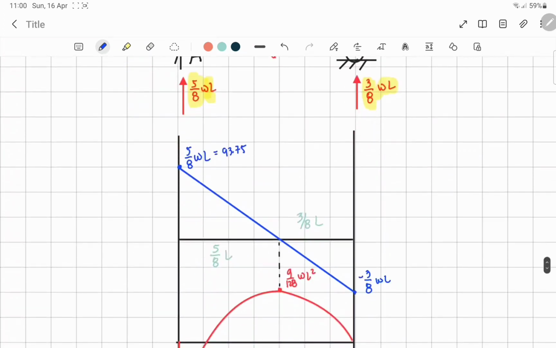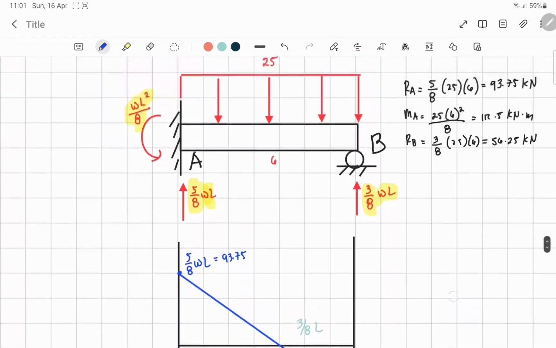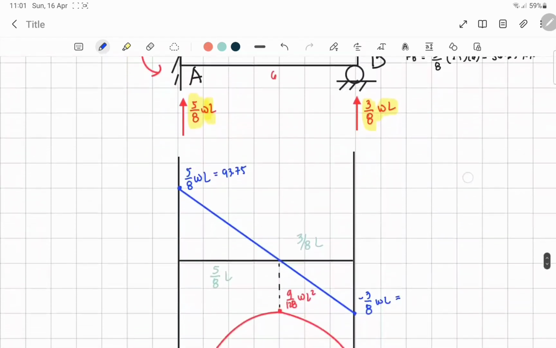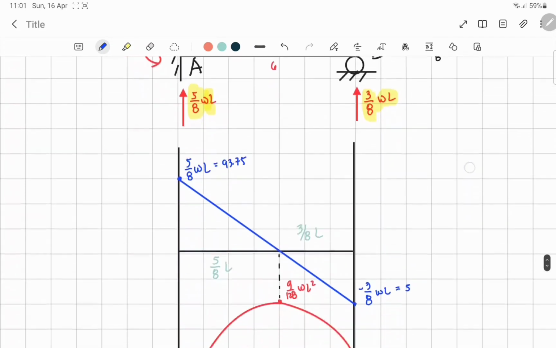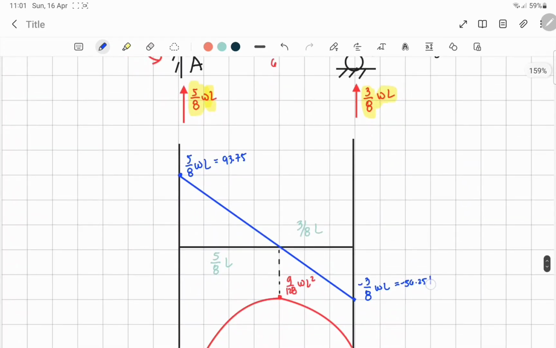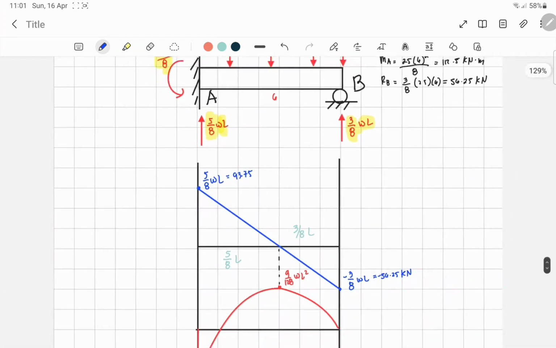And then, dito naman, negative 3 over 8 WL. Same lang sa ating reaction at B. Therefore, negative 56.25 kilonewton. Okay? And then, solving for the length dito. Okay, so we have 5 over 8 times 6, that should be equal to 3.75 meters. And then for this part, 3 over 8 times L. Okay, 6 minus 3.75 lang.